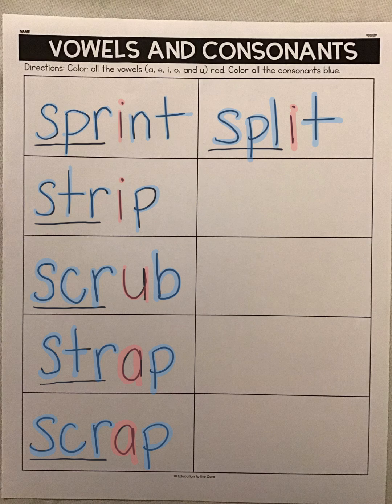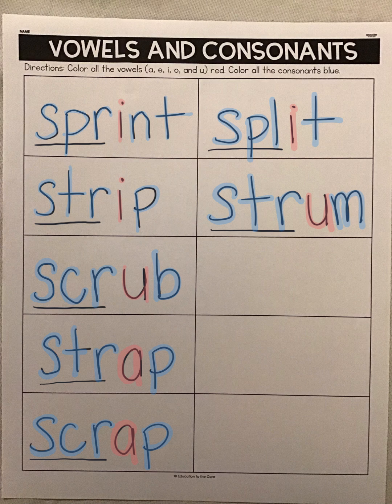Str, um. With your pencil, write strum. S, T, R, M. Strum. Please underline the three-letter initial blend. With your red crayon, trace the vowel. With your blue crayon, trace the consonants S, T, R, M. Strum. Our next word is scram.